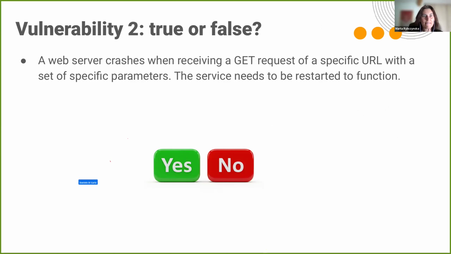Answer in the chat. A web server crashes when receiving a GET request of a specific URL with a set of specific parameters, and then the service needs to be restarted to function. Is it a vulnerability for you or not? Yeah, we can see yes, yes, and a good remark, that's the availability principle that is being touched here. So definitely this is a vulnerability.